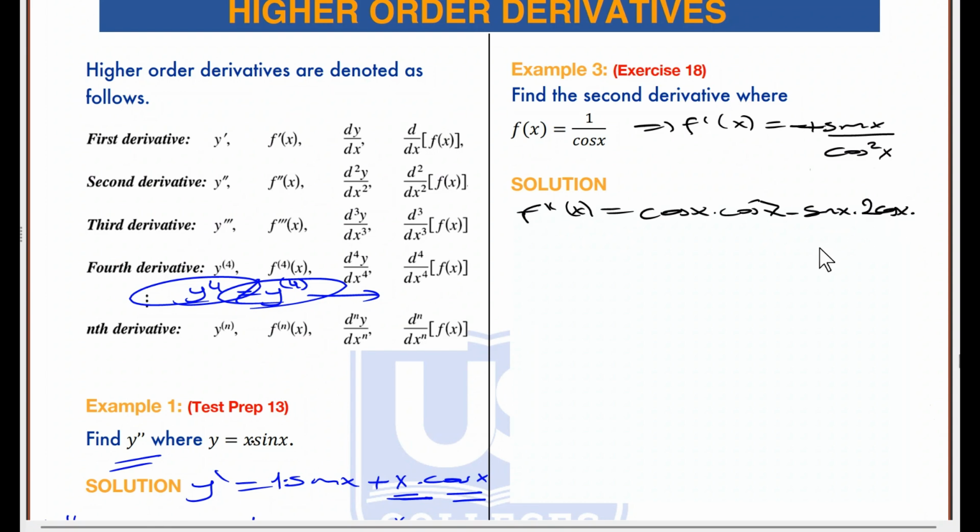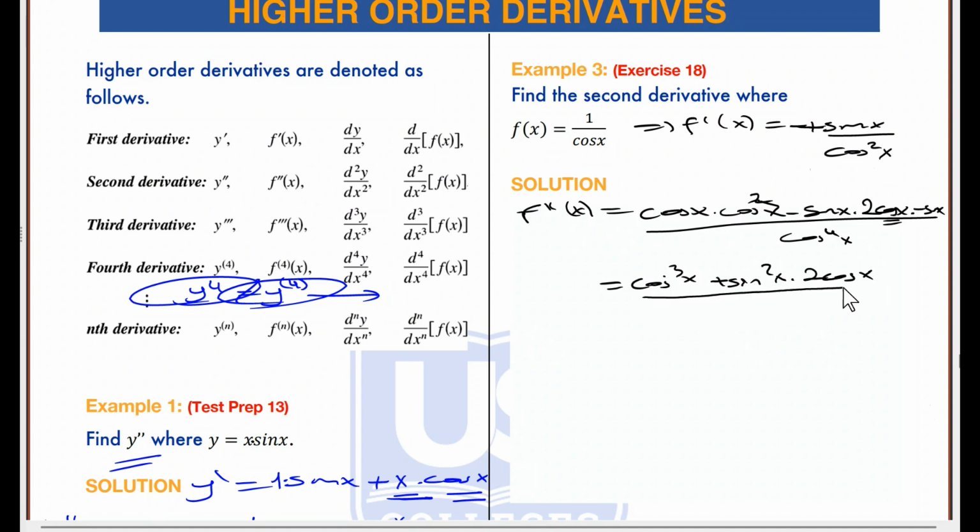2 cosine x multiplied by the derivative of the base, minus sine x, over cosine to the power of what? It was 2. When you square it, it becomes 4. Now let's try to simplify. Cosine, cosine squared, cosine cubed x, minus minus becomes plus sine squared x times 2 cosine x, all over cosine to the fourth. Now, I'm done with taking the derivative.